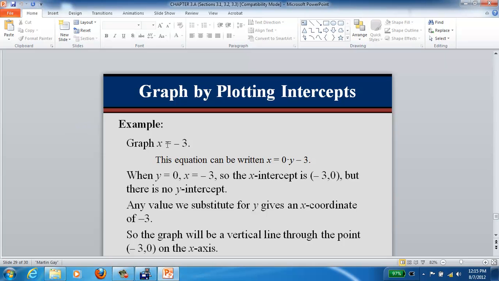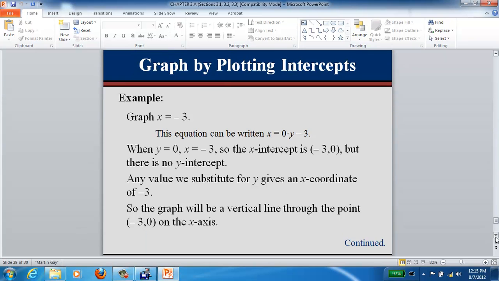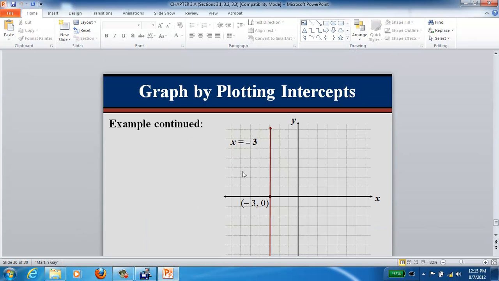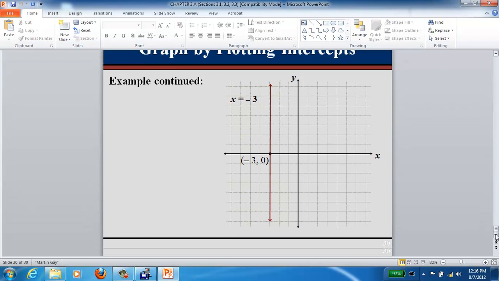Graphing the vertical line, x = -3. The x-intercept is (-3, 0). And the graph of x = -3 is right here. You go on the x-axis, plot the -3, and draw your vertical line. Again, the slope of a vertical line is undefined. The slope of a horizontal line is 0. And that concludes part A of chapter 3.